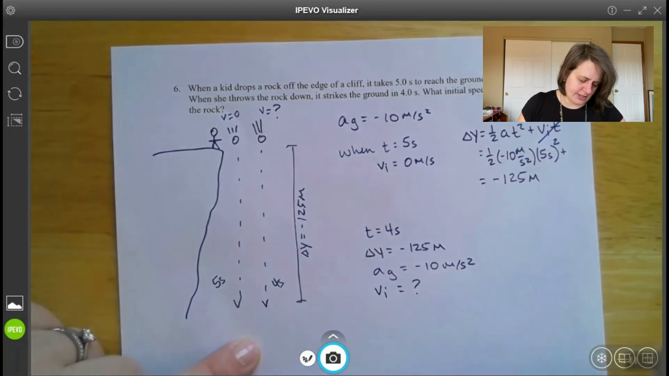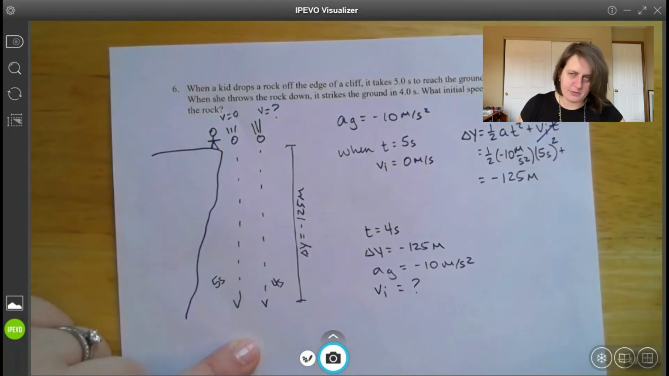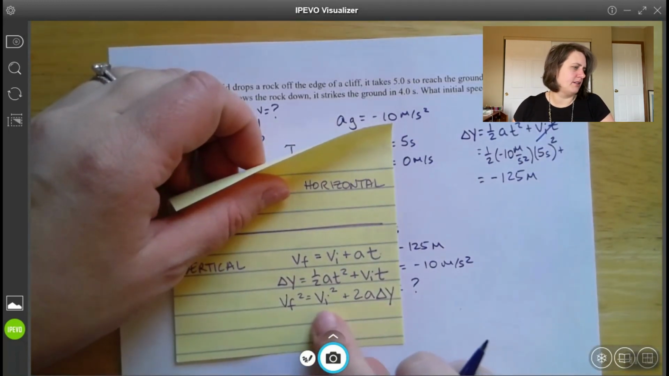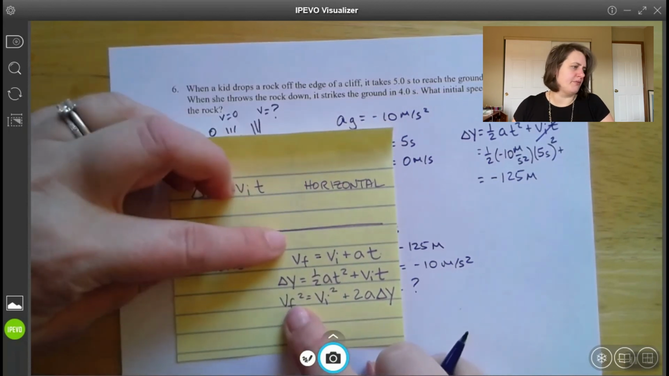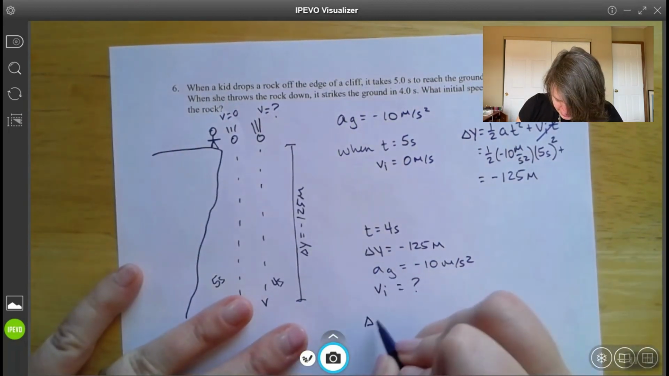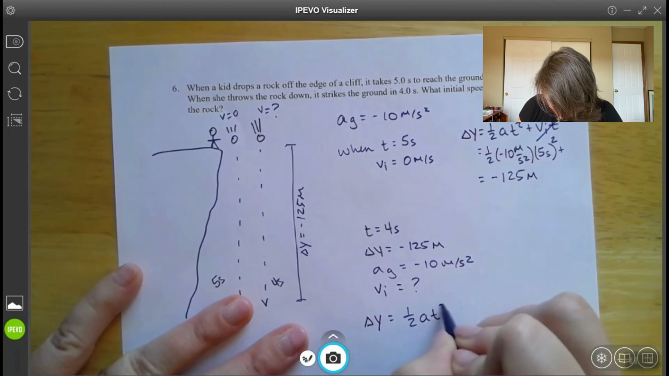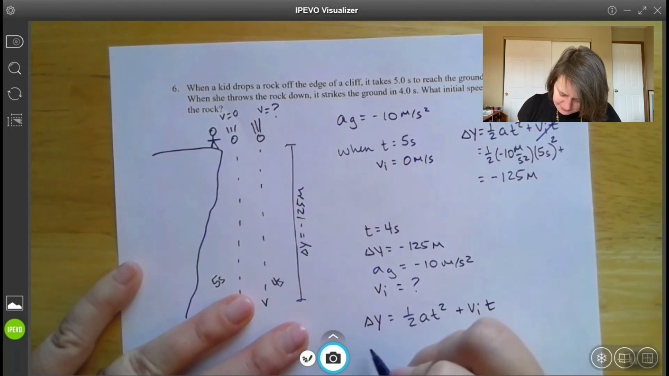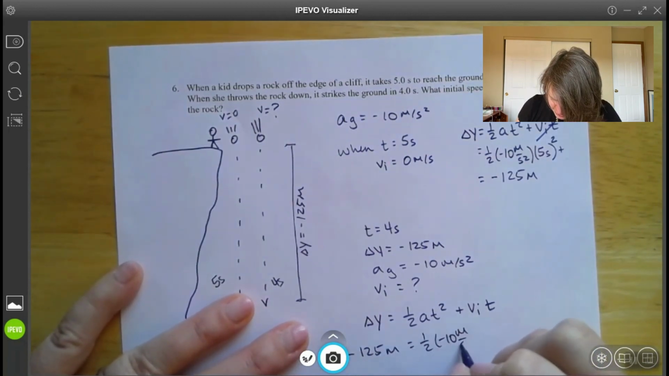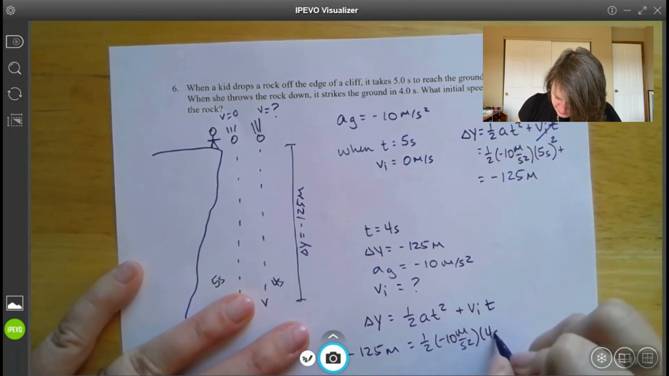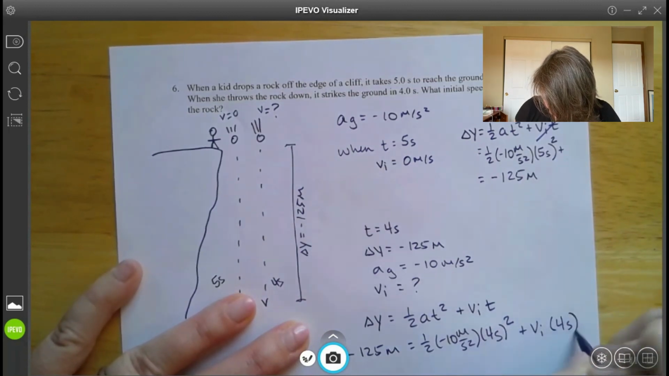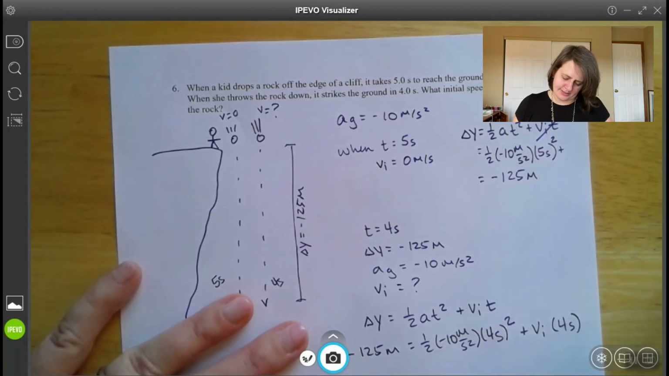Looks like we're using the same equation here, folks, because we don't know final velocity. If we knew final velocity, we could use this first equation, but we have to use the second one because we don't know final velocity. So both the first and the third equation here are out. No good. Can't use them. So our displacement equals 1/2 AT squared plus VIT: minus 125 meters equals 1/2 times minus 10 meters per second squared times 4 seconds squared plus VI times 4 seconds. It's a lot of things to do here.